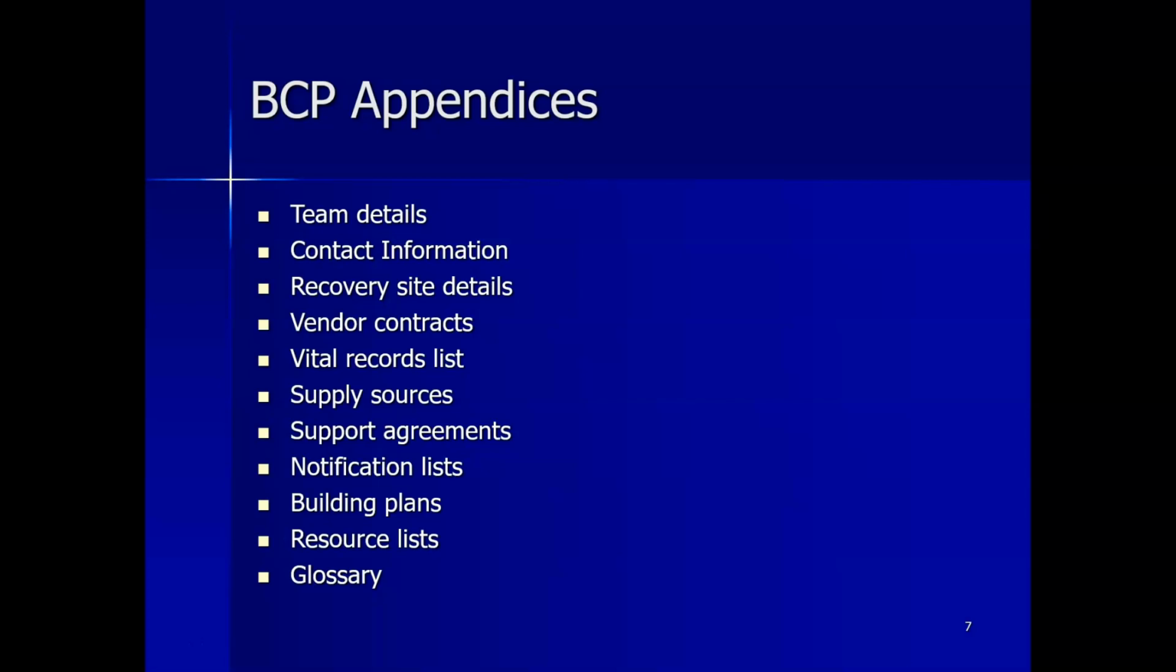Now, the business continuity plan appendices contain team details, contact information, recovery site details, vendor contracts, vital records list, supply sources, support agreements, notification lists, building plans, resources list, and a glossary.